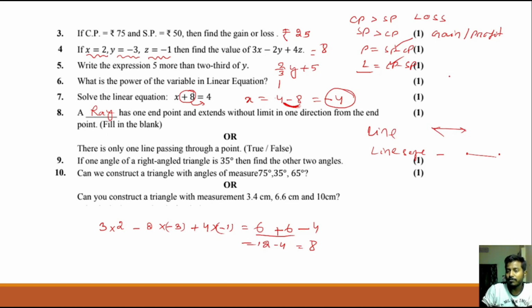Also you remember the plane. What is plane? The plane extends in all directions, is called plane. Okay, is known as plane. Next.